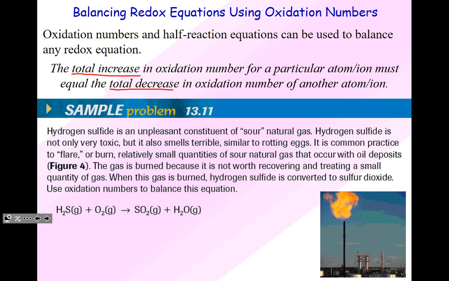Hydrogen sulfide is an unpleasant constituent of sour natural gas. Hydrogen sulfide is not only very toxic, but it also smells terrible, similar to rotting eggs. It is common practice to flare or burn relatively small quantities of sour natural gas that occur with oil deposits. The gas is burned because it is not worth recovering and treating a small quantity of gas. When this gas is burned, hydrogen sulfide is converted to sulfur dioxide. So all that information, just to ask: use oxidation numbers to balance this equation.